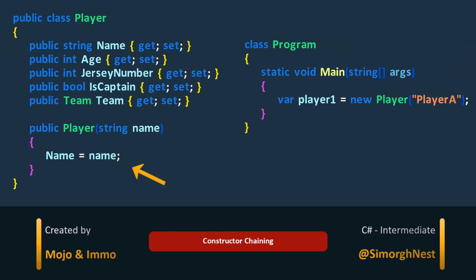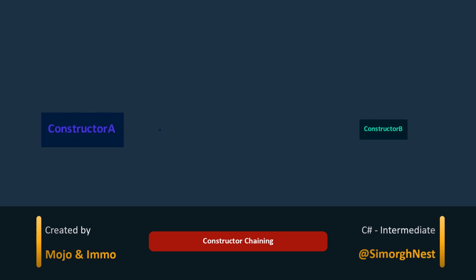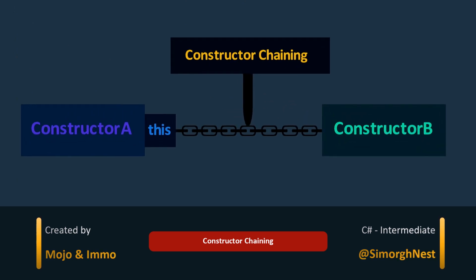As we said, a constructor is a special method that runs when we make a new object. Its job is to get the object ready to use. In this lecture, we'll talk about calling one constructor from another constructor using the this keyword.